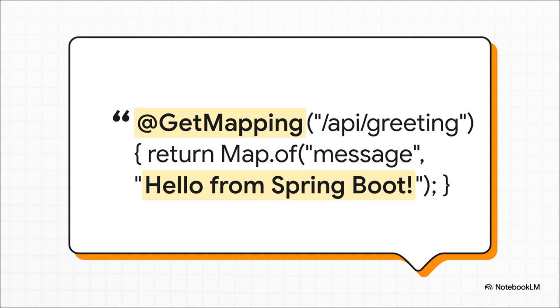So check this out. This little snippet of code right here, that's the Spring Boot kitchen creating its very first menu item. That @GetMapping line is basically telling the server, hey, if anyone, and I mean anyone, comes knocking at the door called /api/greeting, I want you to give them this exact thing, a little message that says, hello from Spring Boot. Just like that. Our first dish is officially on the menu.